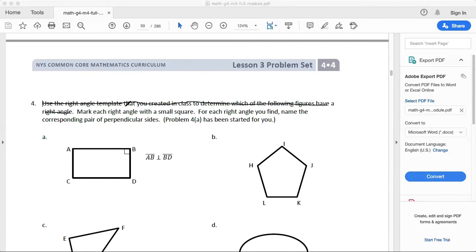But you're going to start at the second sentence. Mark each right angle with a small square. For each right angle you find, name the corresponding pair. That means the matching pair of perpendicular sides. Problem 4A has been started for you.